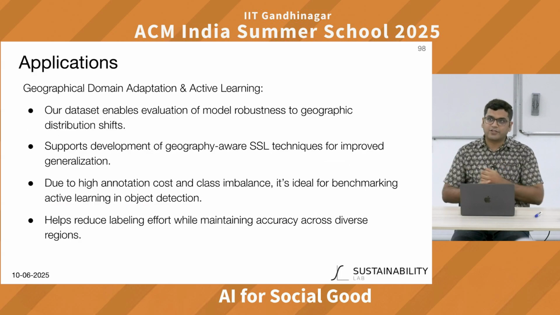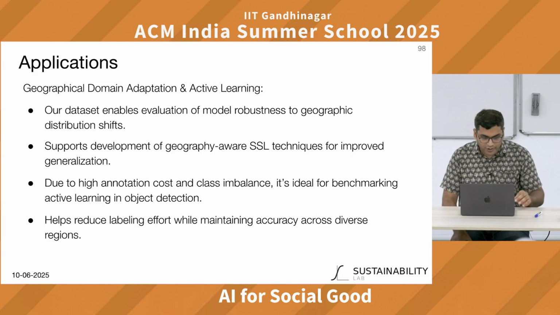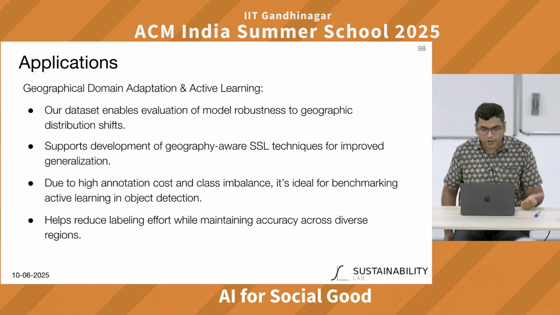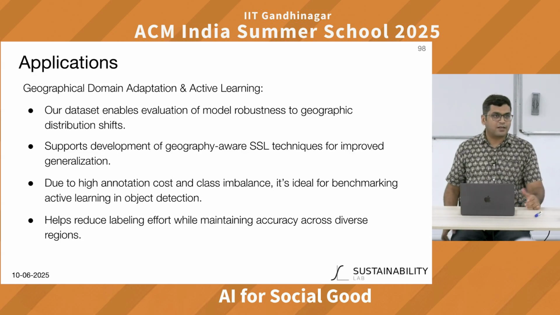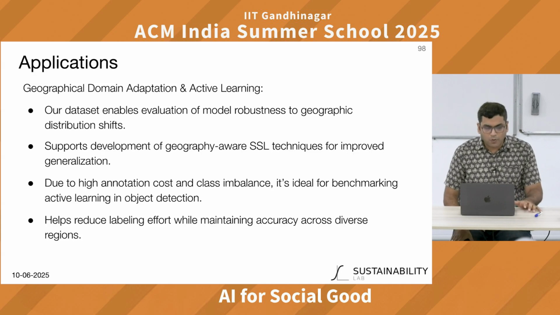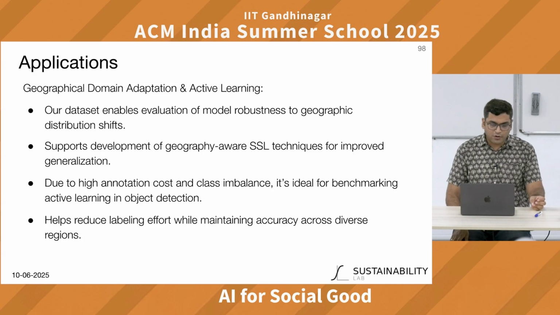Now, since some of you had mentioned active learning, and we are also having a tutorial on self-supervised learning in the evening, these are a few of the directions which I think we want to take, and we'd be happy if some of you are interested. So we want to look at the robustness across different geographies. We want to also implement certain self-supervised techniques which work across geographies. We want to leverage things like active learning to reduce the annotation cost. And we also want to maintain the accuracy in different regions.